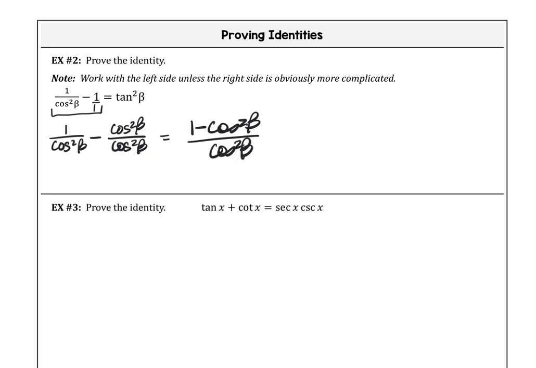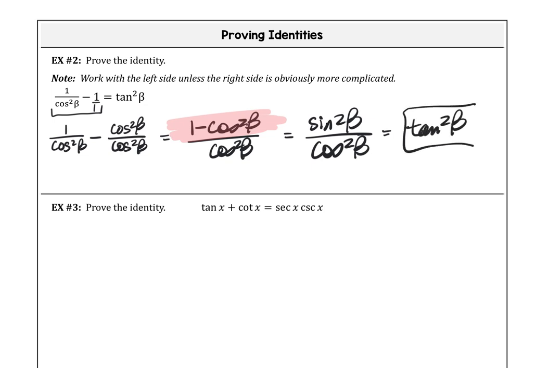At this point, I'm hoping that you will recognize that this whole piece right here is an identity. Think of your Pythagorean identities here. That top piece is equal to sine squared beta. Now, if you don't know the identities, this is going to be extremely difficult. And then, of course, sine over cosine is tangent, so this is tangent squared beta, which is exactly where we want to go. And we got what we needed to, so we're done.